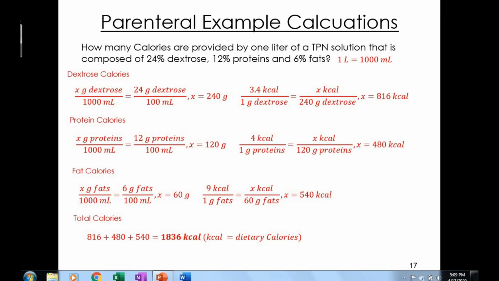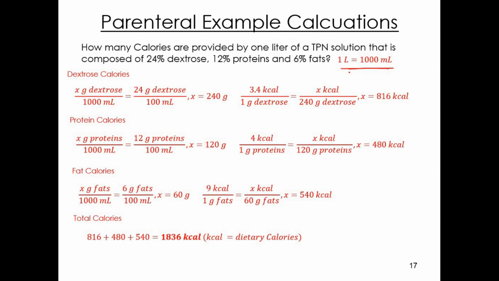In the next example, you're asked to calculate how many total calories are in a 1 liter TPN solution that has 24% dextrose, 12% proteins, and 6% fats. We start out by noting that 1 liter is 1,000 milliliters, because we'll use that throughout all of the calculations. And then we'll go macronutrient by macronutrient to determine the number of calories each contributes to the total.